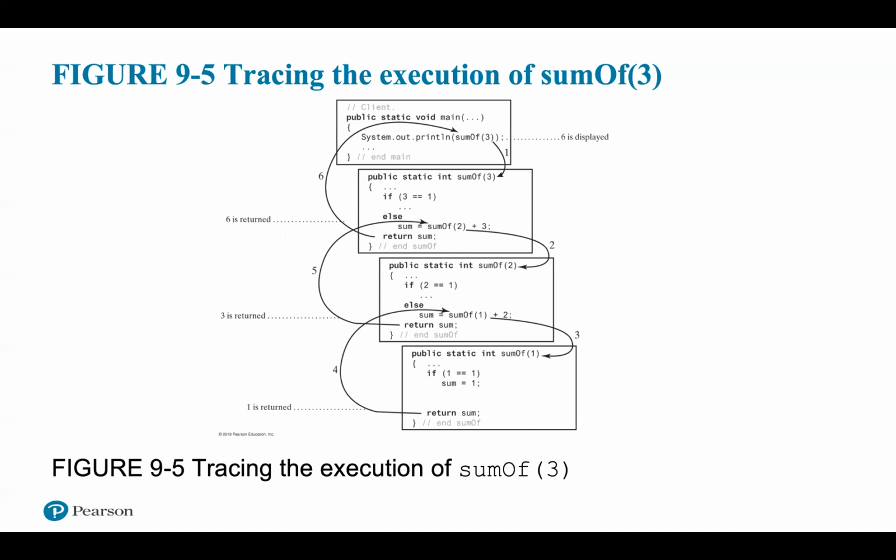Sum of 3 is sum of 2 plus 3. Sum of 3 suspends execution and sum of 2 begins. Sum of 2 is sum of 1 plus 2. Sum of 2 suspends execution and sum of 1 begins. Sum of 1 returns 1. Once the base case is reached, the suspended execution resumes, beginning with the most recent. Sum of 2 returns 1 plus 2, or 3. Then sum of 3 returns 3 plus 3, or 6. And then figure 9.5 illustrates this computation.